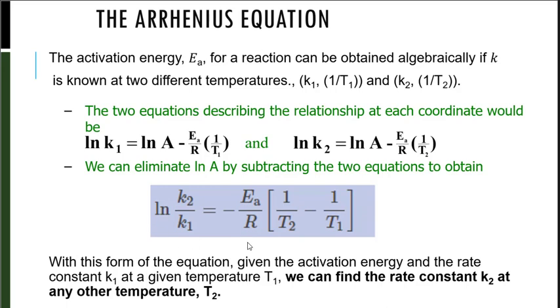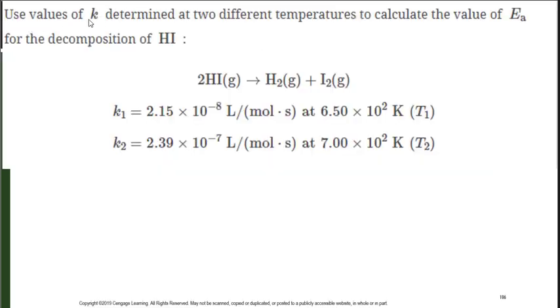This is also on your cheat sheet. With this form of the equation, given the activation energy and the rate constant at a given temperature, we can find either the second rate constant, or we could find the other temperature if we were given one of the two. For example, let's use the values of K determined at two different temperatures to calculate the value of the activation energy for the decomposition of HI.